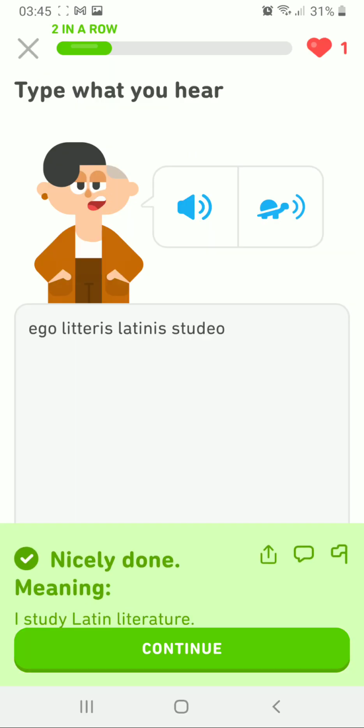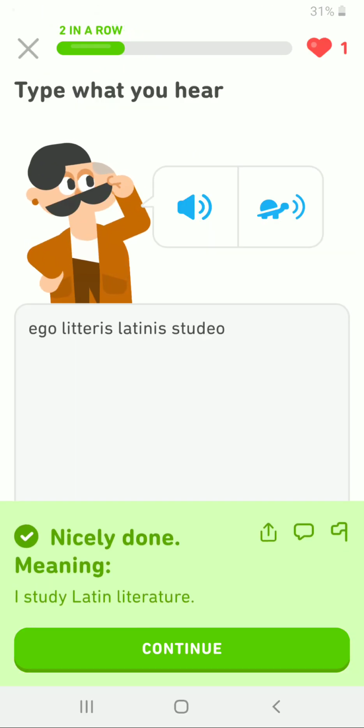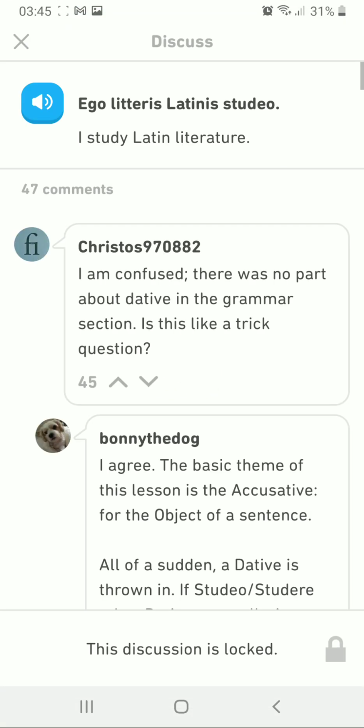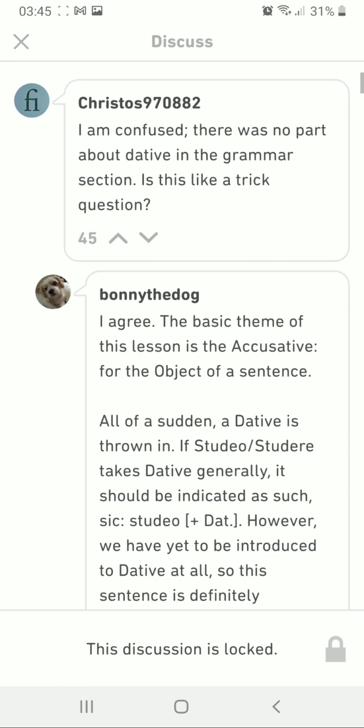Let's see how it goes. It's correct. I'm surprised. Well, we're getting there. So ego literis latinis studeo. And the basic theme of this lesson is the accusative for the object of this sentence.